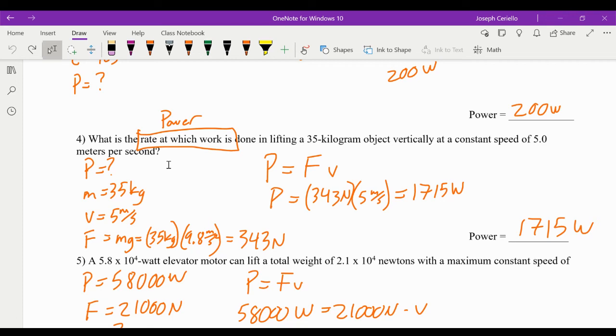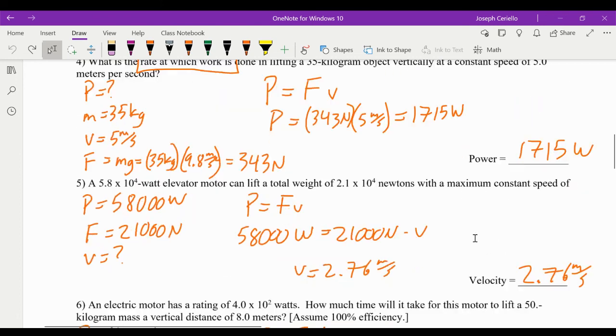It doesn't tell you that it's looking for power, so you need to kind of understand the definition. Another thing you'll notice is that it gives you a mass of an object that's brought vertically upward at constant speed. So how do you work with this? We got velocity, so power equals force times velocity. Well, one thing you have to recognize, and we write it here, is that the force required to pick something up is equal to its weight. So the force in this case is m times g, 9.8. We get 343 newtons for the force. Then multiply that by the velocity, and we get 1715 watts.